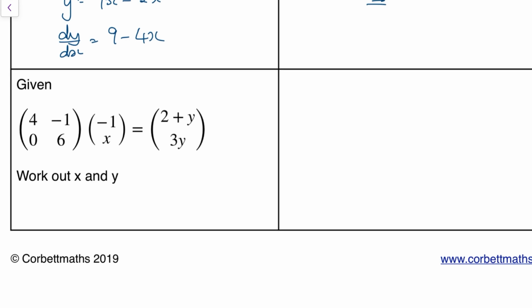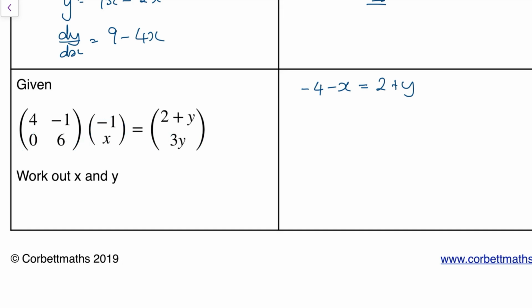Next question and final question today, and it looks like we have matrices. Given that this thing on the left equals this thing on the right, work out x and y. Well, let's do the matrix calculation of the left-hand side. So 4 times minus 1 is minus 4. Minus 1 times x is minus x, and that is equal to 2 plus y. In other words, I've done that times that is equal to the top row. Then I'm going to do the bottom row times that is equal to the bottom value here.